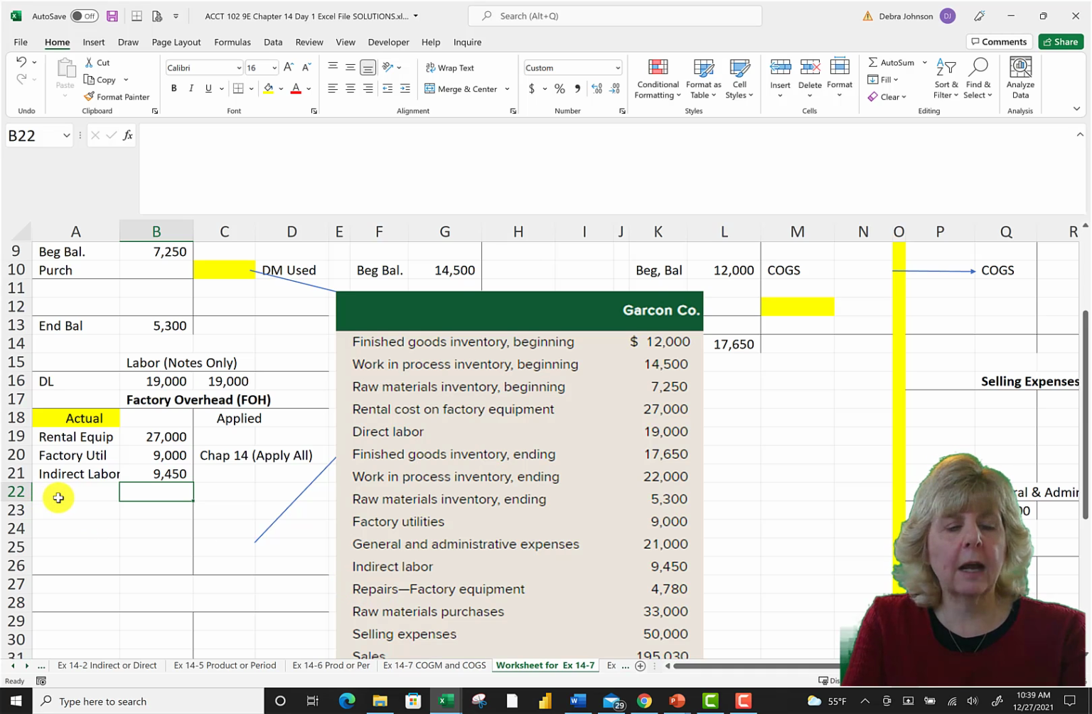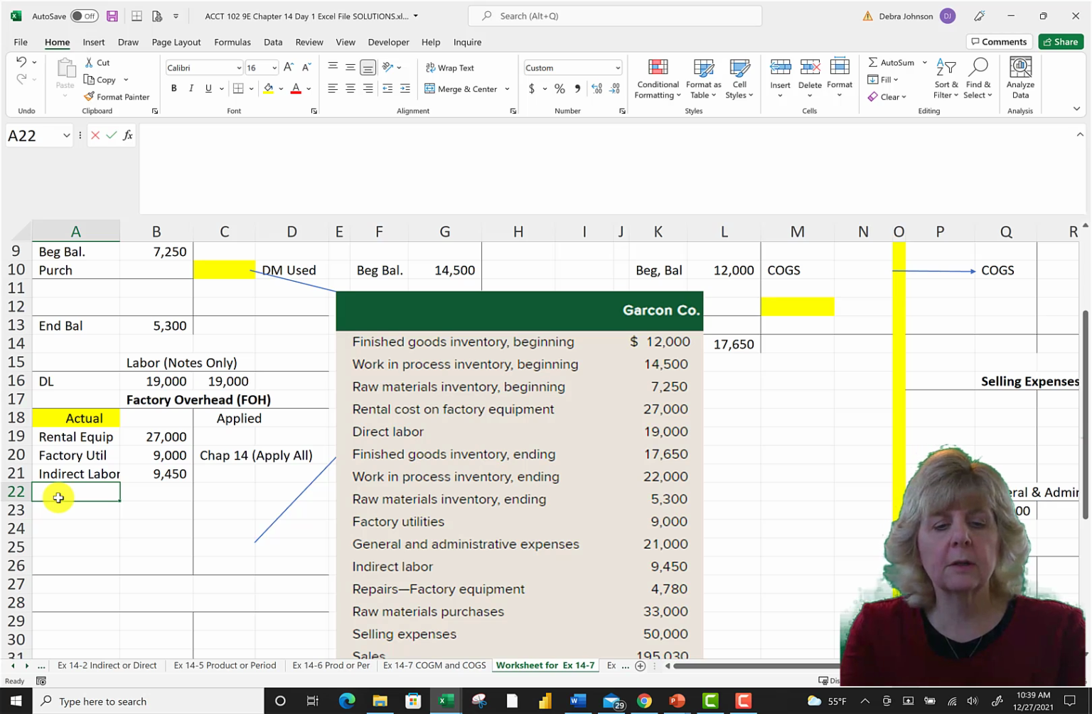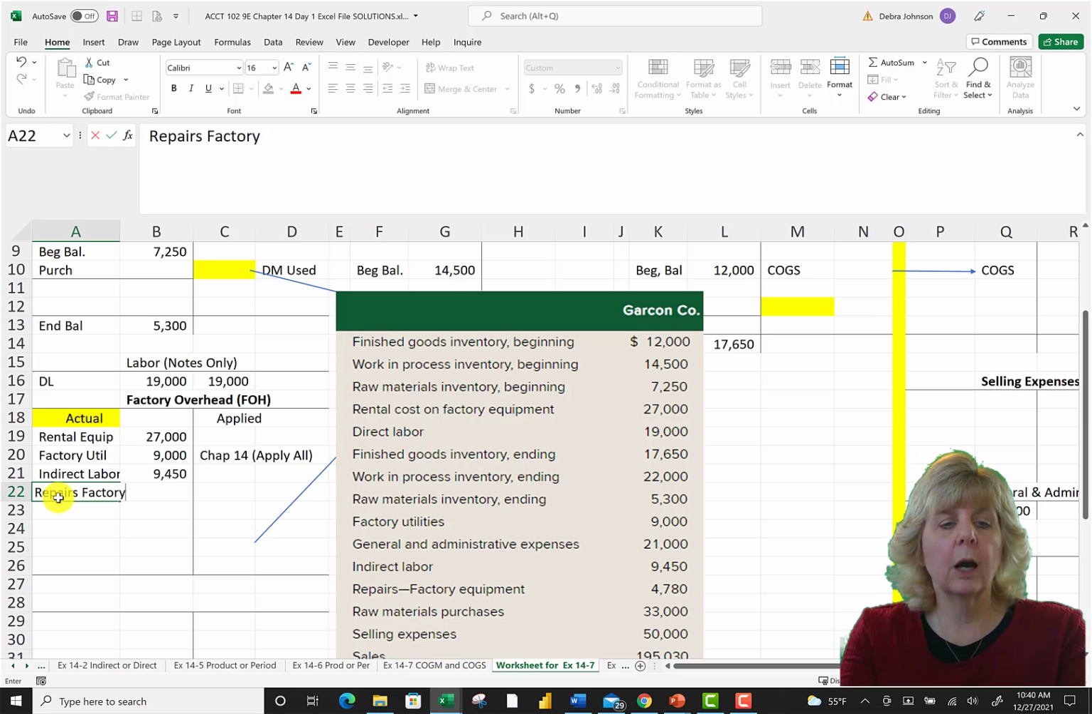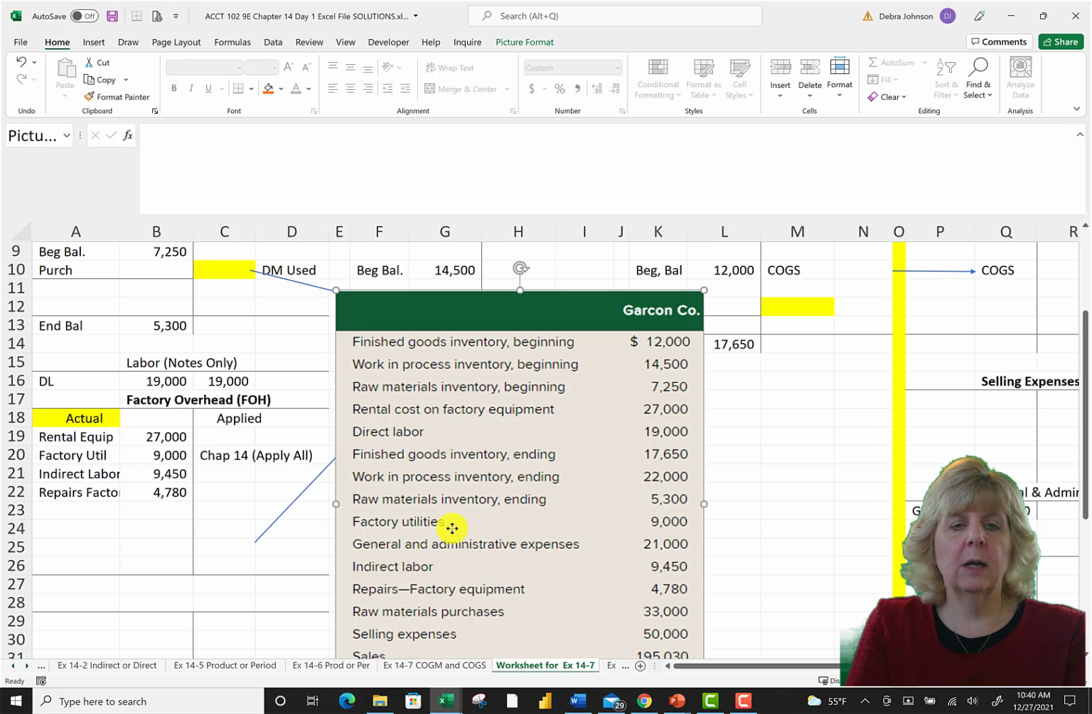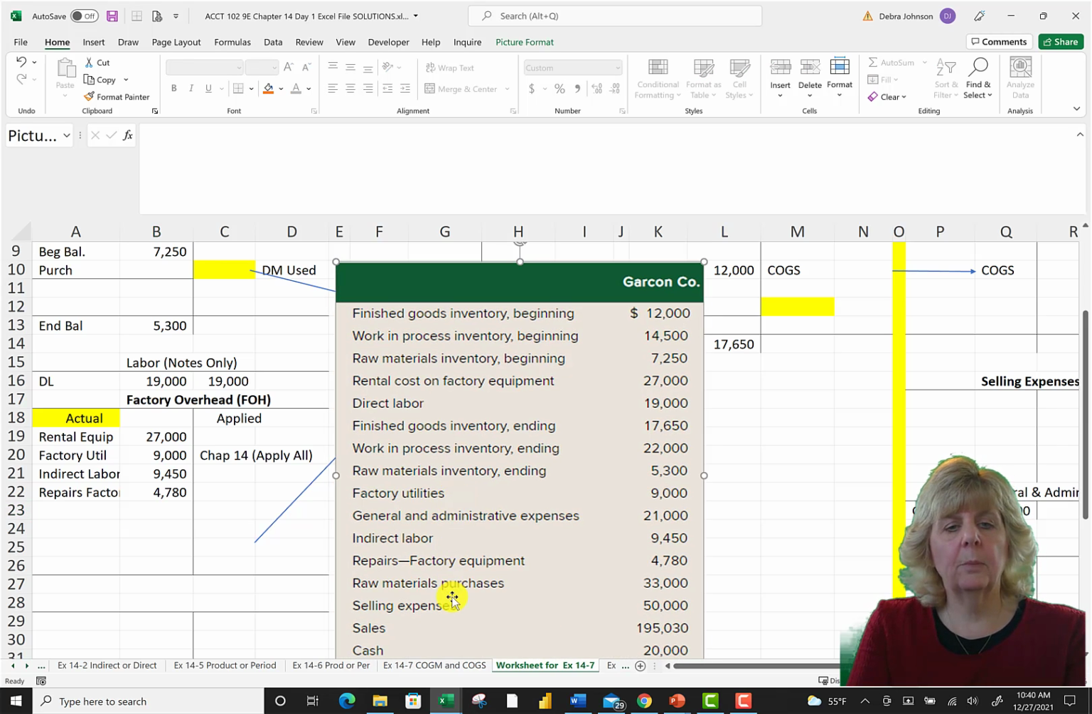Repairs on the factory equipment. You'll notice me enunciating my words. If it's related to the factory, it is a product cost. So repairs on the factory equipment would go in this big factory overhead account where we are accumulating the actual costs on the debit side. So I'm going to keep going down my list. In fact, maybe I'll move it up a little bit.